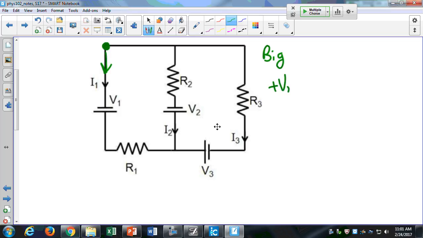Plus V1, because I'm going from low potential to high potential. It's like a little slide that goes up. Here I'm going with the current. Notice the current comes here. Is that plus or minus I R1?